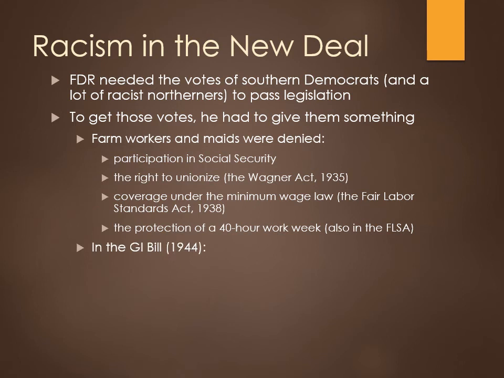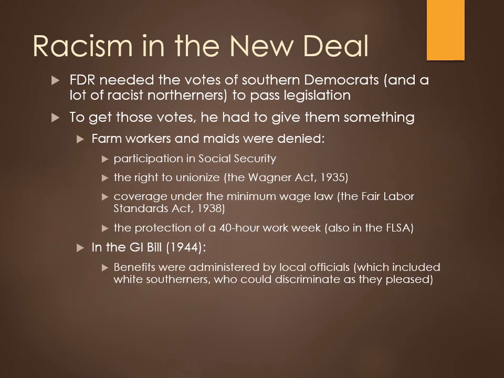Now, in the GI Bill, a few years later, toward the end of World War II, this offered a college education to veterans. It's perhaps the most successful piece of social legislation in American history. It was instrumental in the creation of a middle class. But benefits were administered by local officials, which of course in the South meant there was enormous racial discrimination. Also, you couldn't get any college benefits under the GI Bill unless you were admitted to college.